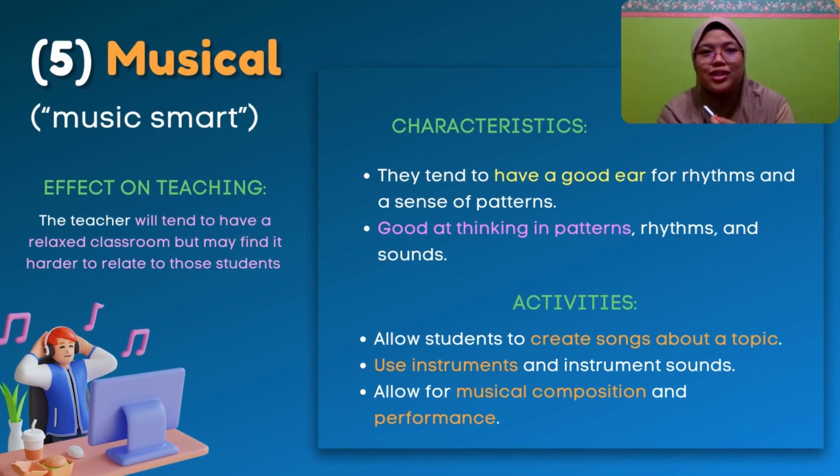Okay, next is musical intelligence. A person with this musical intelligence tends to have a good ear for rhythm and a sense of patterns, and they are good at thinking in patterns, rhythms, and sounds. We can give examples like composers of songs and lyricists, who have this intelligence.